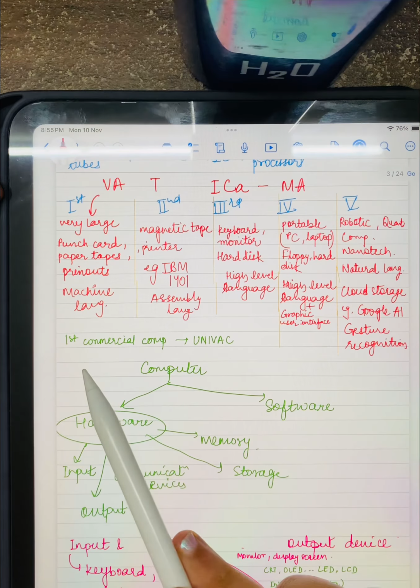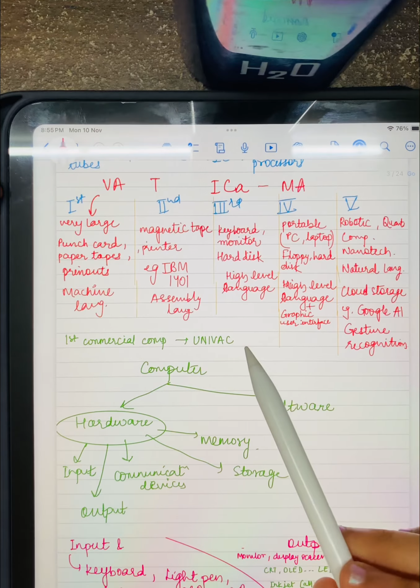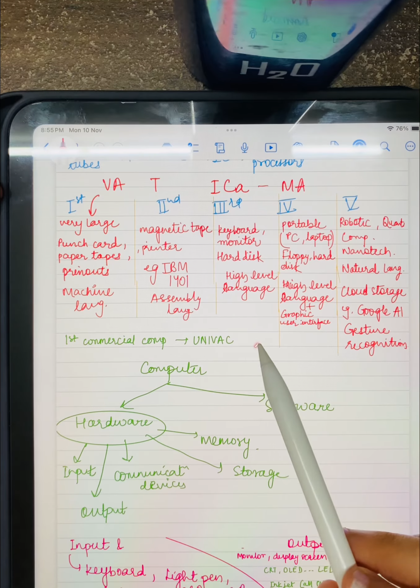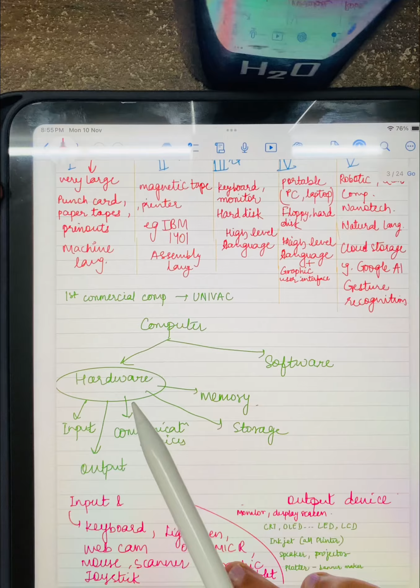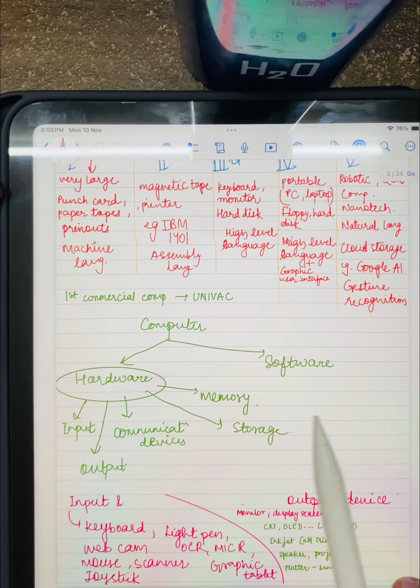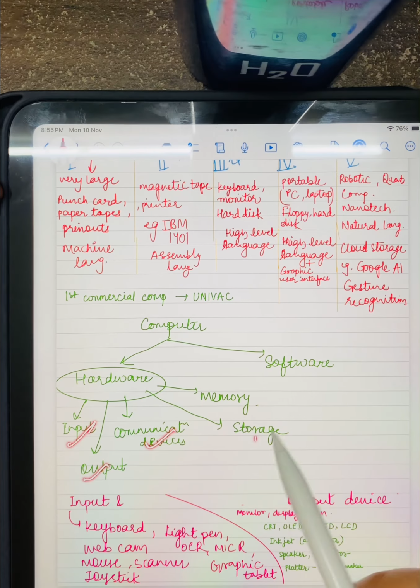So here comes, first commercial computer was UNIVAC. This can be asked in the exam. First commercial computer was UNIVAC. So computers can be divided into two, hardware and software. Hardware are input, output, communication devices, storage, memory.